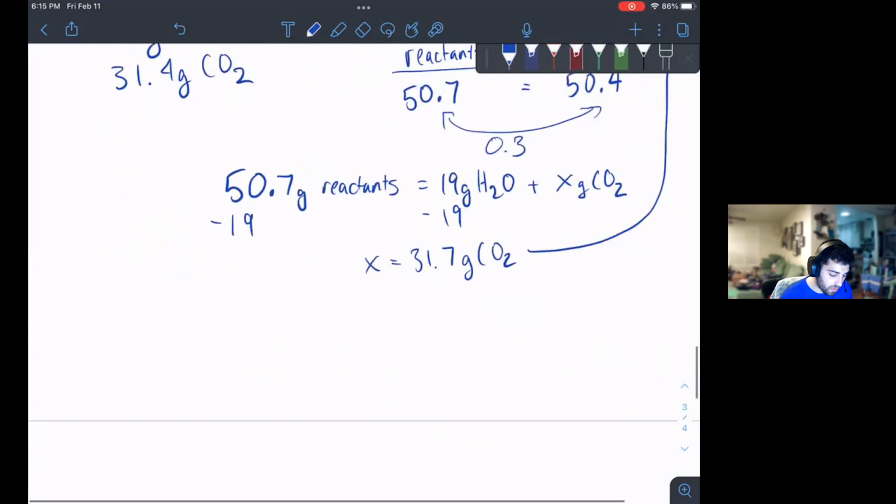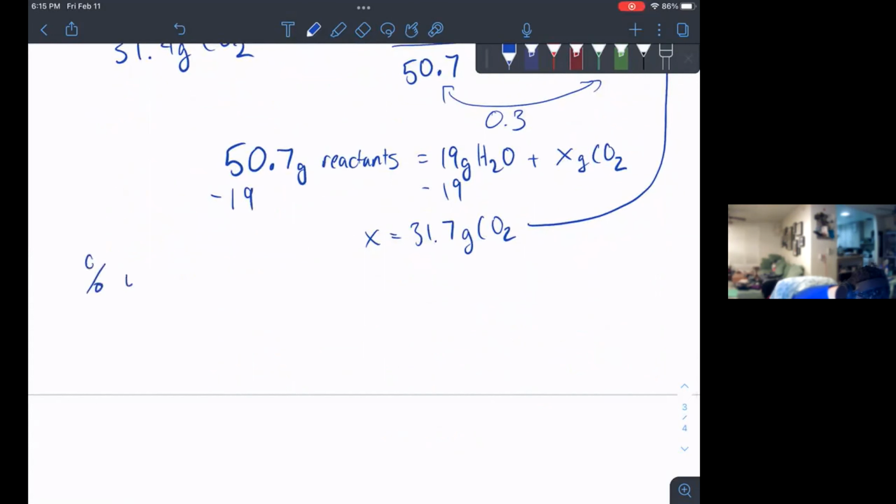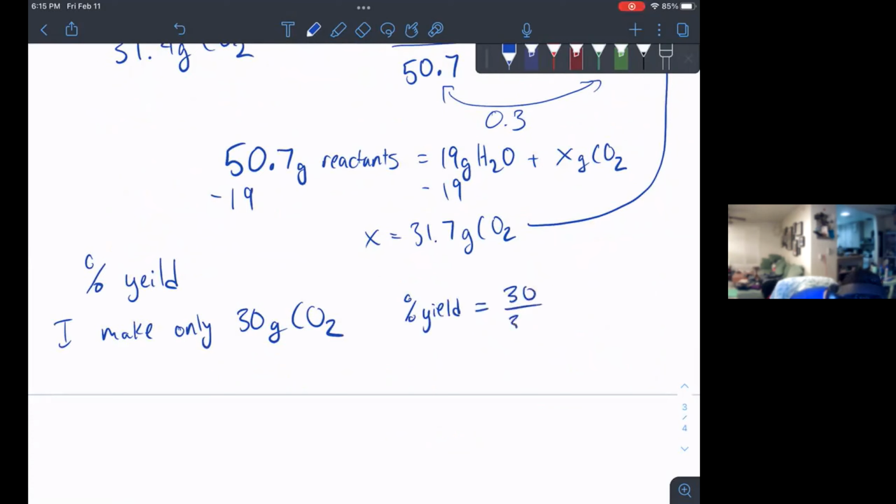The final thing I'll say, geez, this is a long video, is percent yield. If I know that my percent yield is, if I do this in the lab and it turns out I make only 30 grams CO2, then my percent yield will just be 30 over 31.7 times 100. And this will be about 94.6%, 94.6% yield. And that's all I have to say about that.